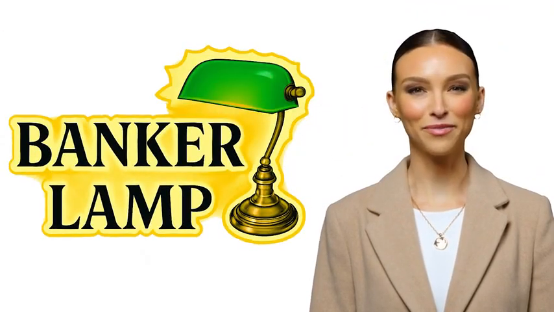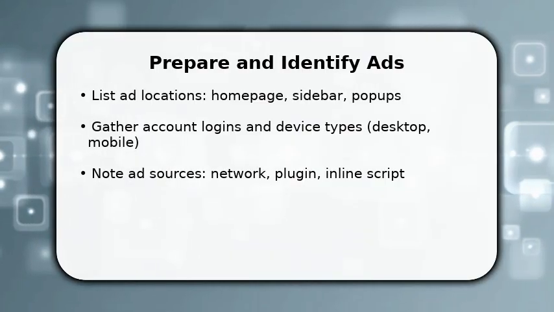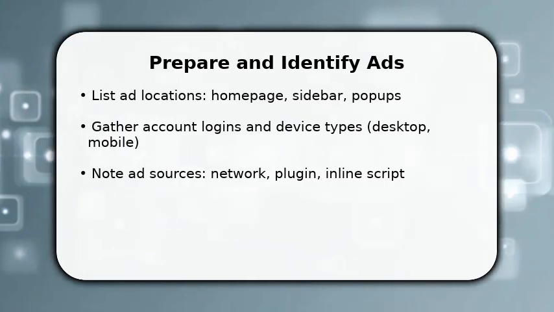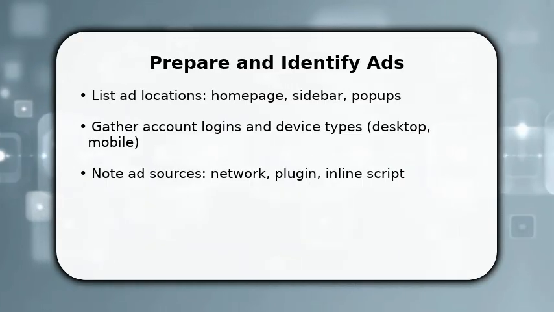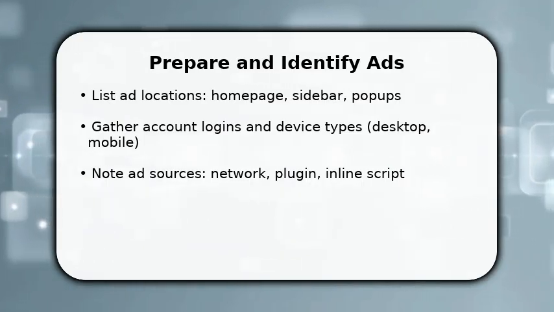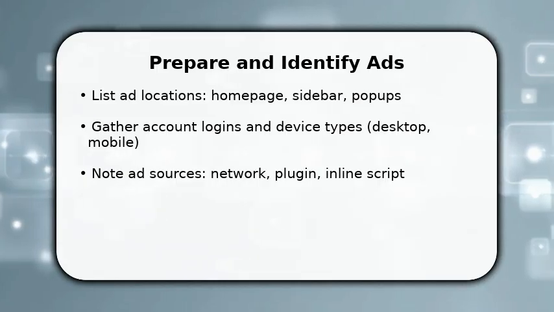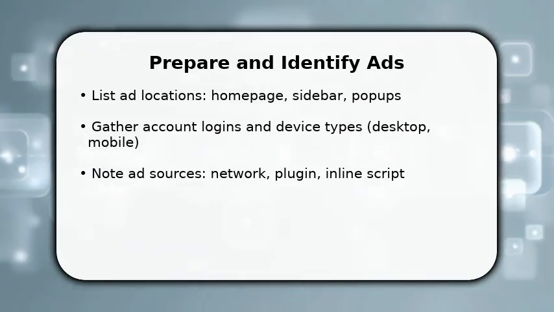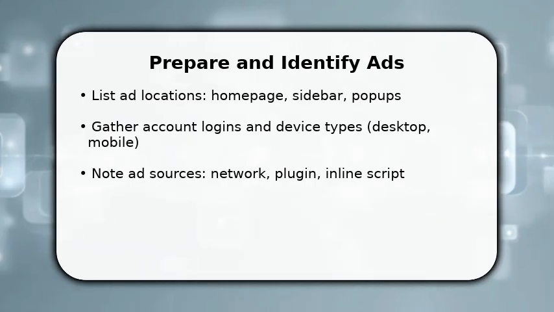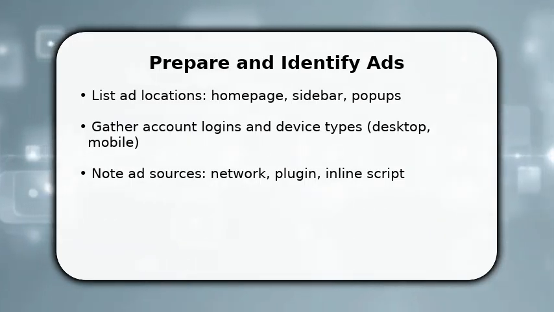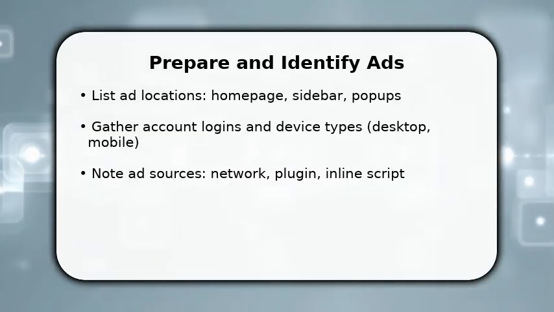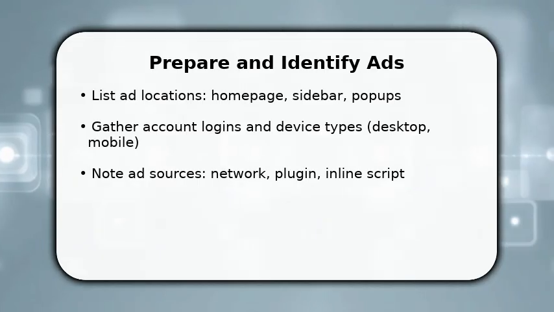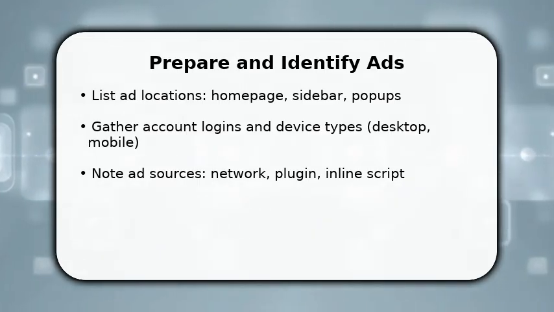Please enjoy the video. You start by mapping where ads appear and why they're there. Sign into the site or app and scan pages to identify ad zones, sources, and which plugins serve them. Once done, note whether ads are served by third-party networks, embedded scripts, or internal banners so you know the removal path. Make sure to record account access and device types to test later. This immediate triage prevents wasted effort and sets a clear plan for targeted removal steps.